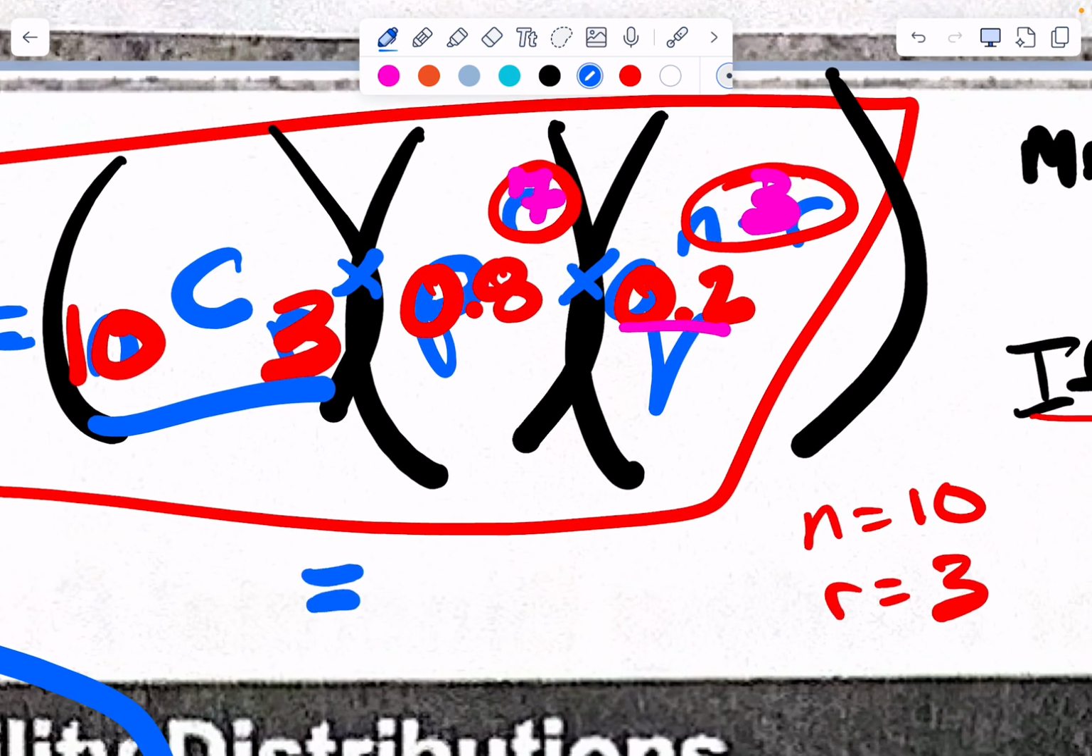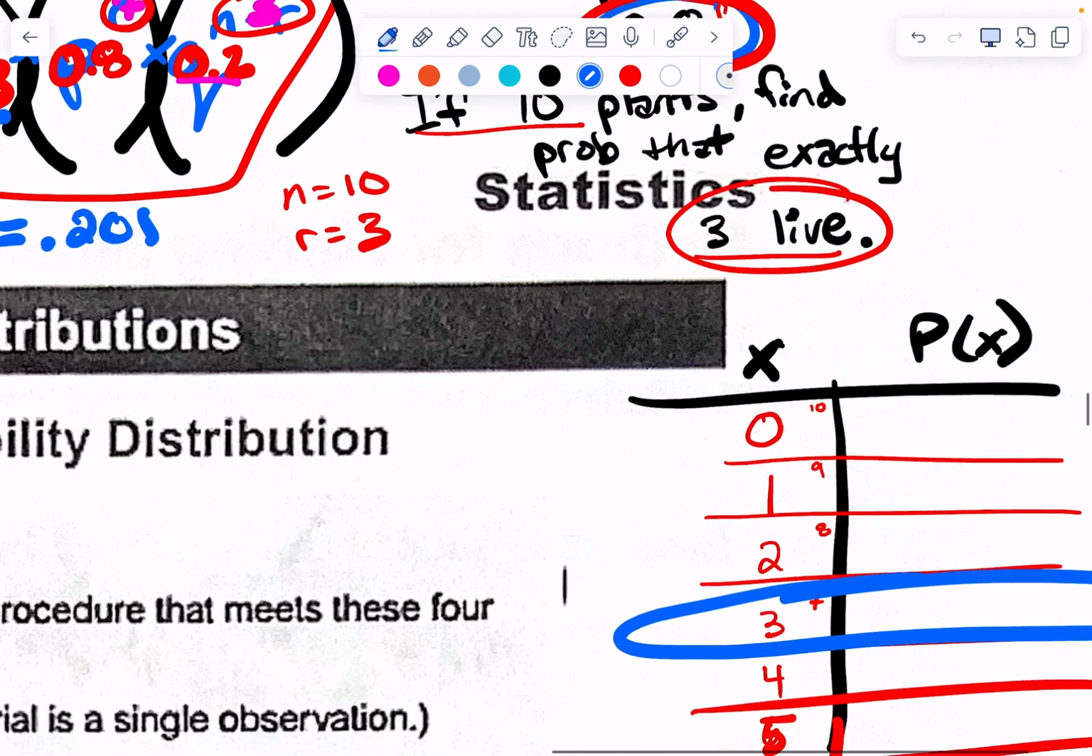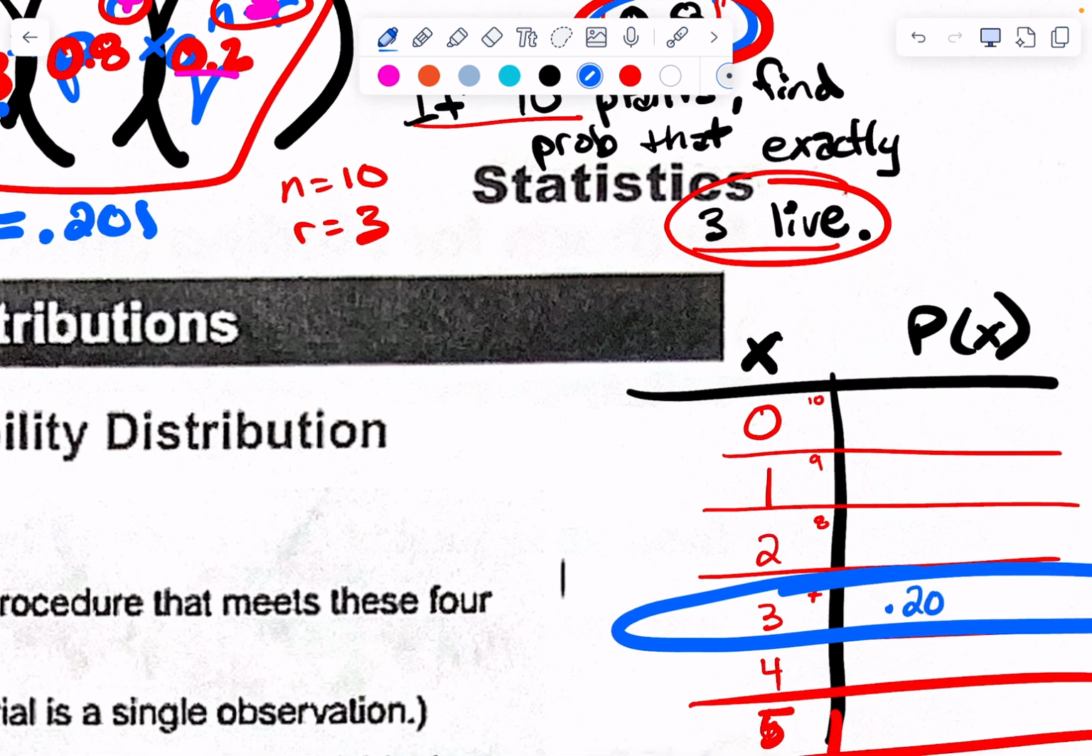What is the chance that 3 of them are going to live? 0.201. Let me write that down. 0.201. I'll fill that in the table. 2%? What? 20%.